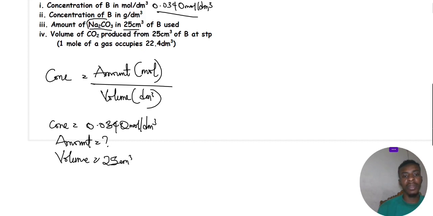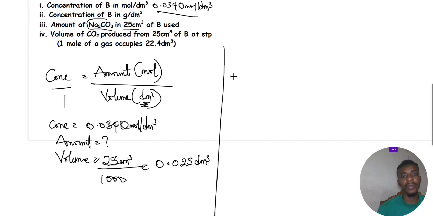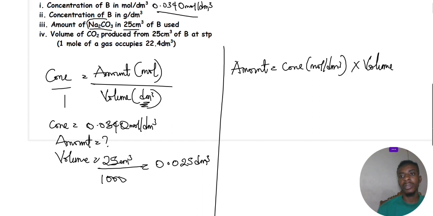You convert 25 cm cube to dm cube. Take note, because our unit here is in dm cube. You do that by dividing by 1000 to have 0.025 dm cube. So substitute, make amount the subject of the formula by cross multiplying, and then substitute into the equation. So we have amount is equal to concentration in mole per dm cube times volume in dm cube.